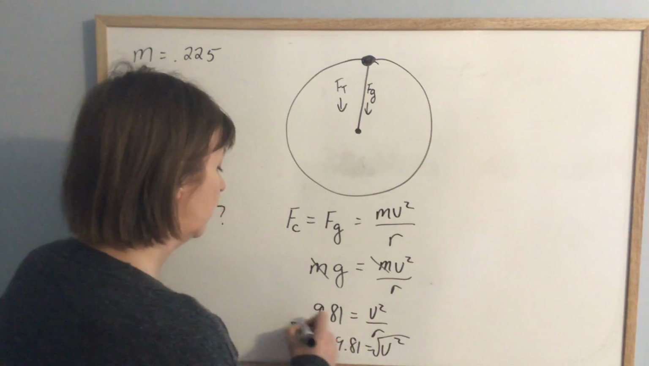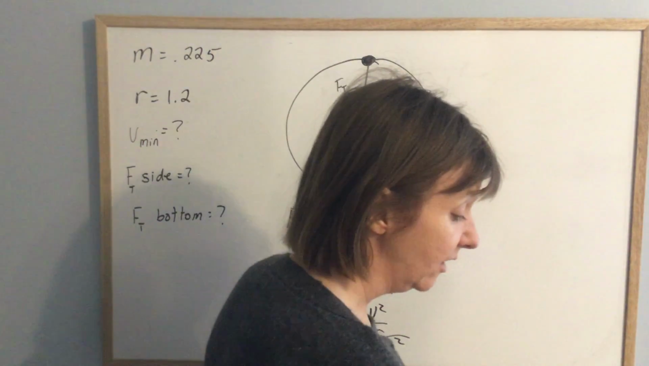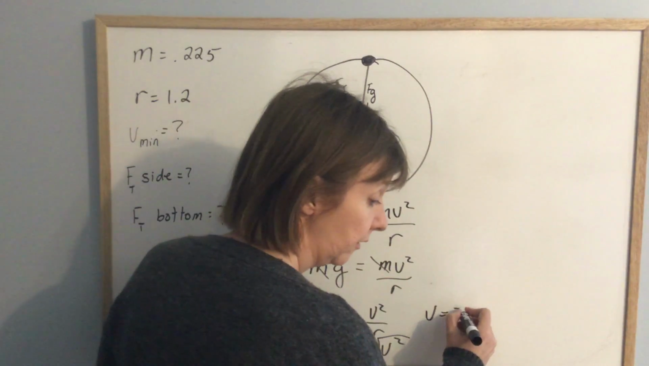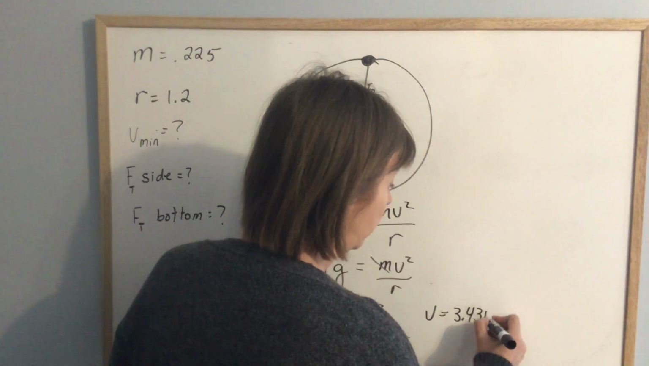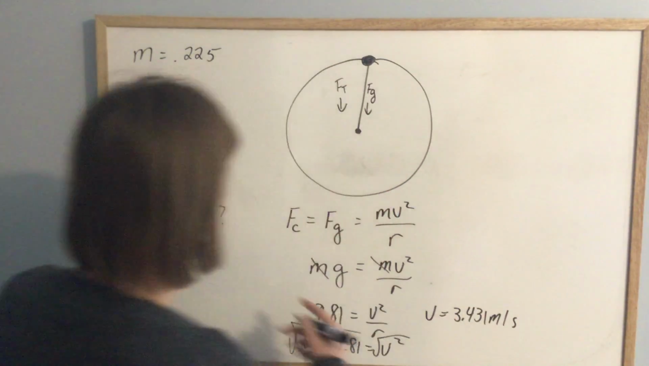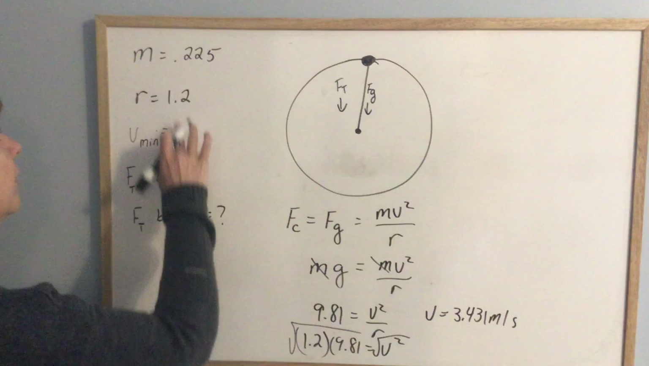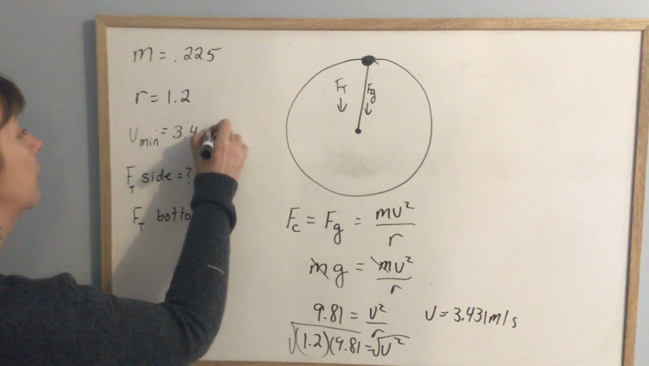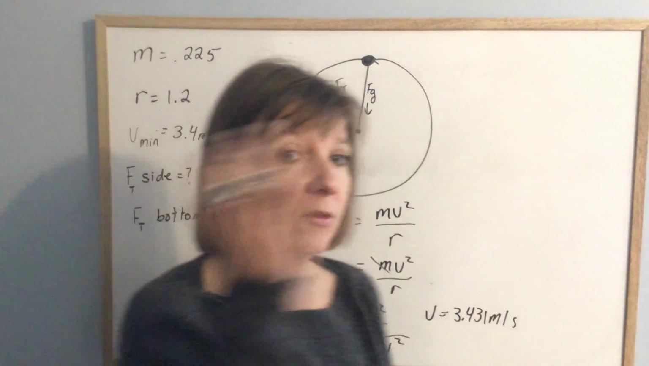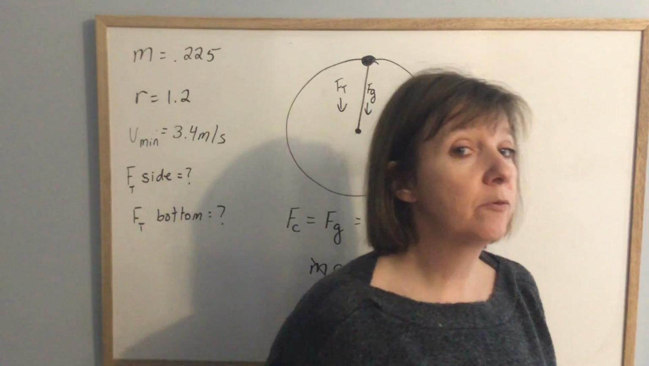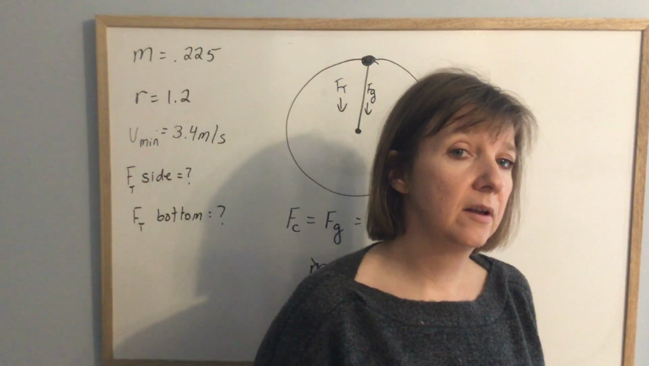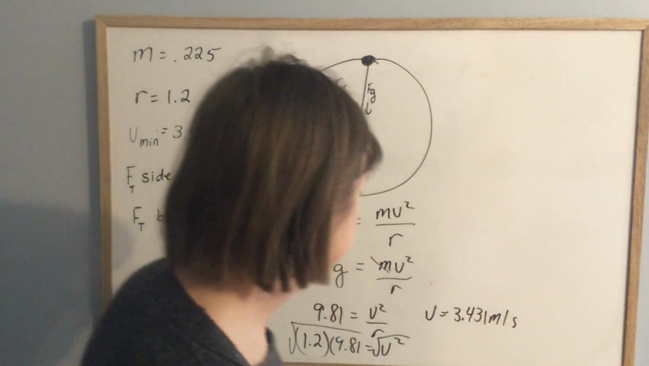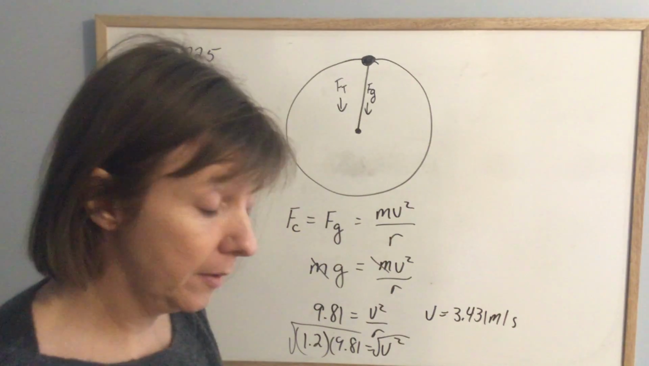So I'm just going to take the square root of both sides, and it turns out that the velocity is 3.431 meters per second. Paying attention to significant figures, I've only got 2 here, so that is 3.4 meters per second. If I don't swing that yo-yo at least 3.4 meters per second, then it's not going to stay in that circular path. All right, so that's the first part.